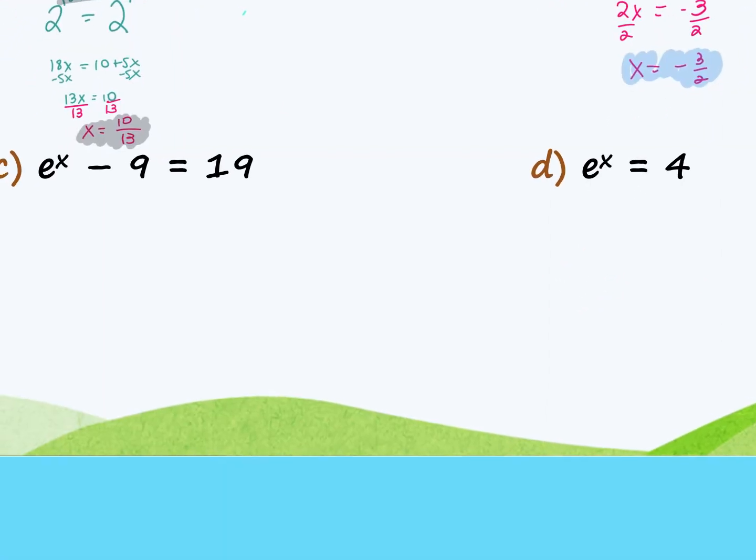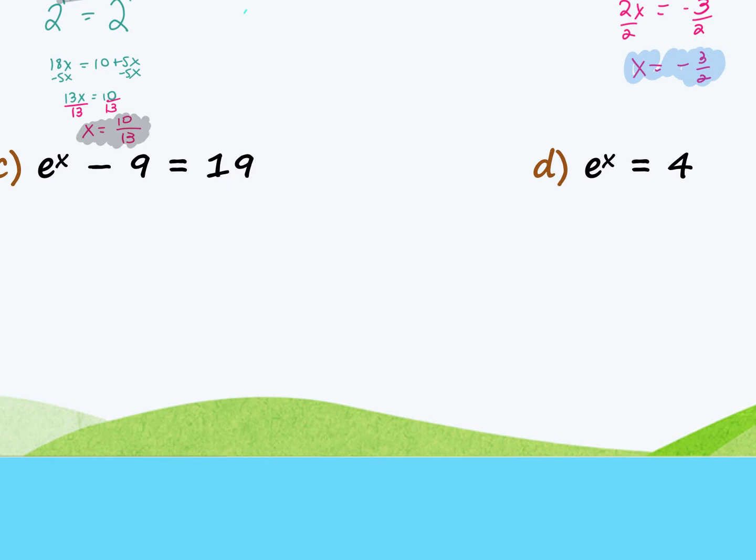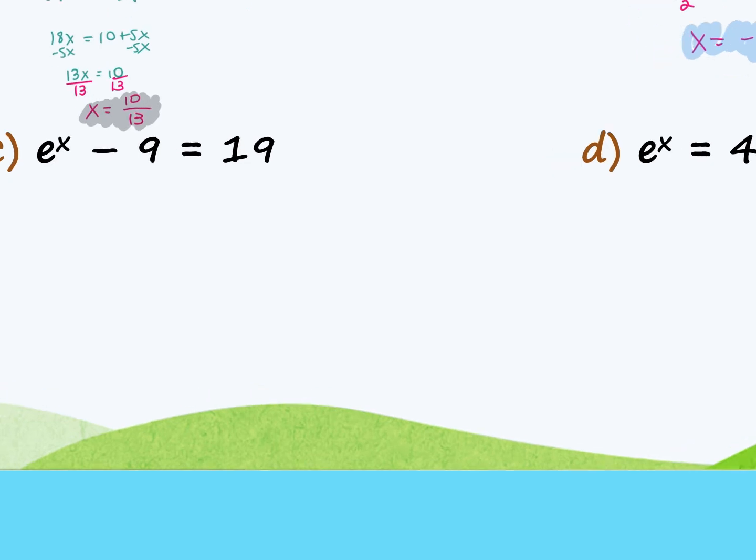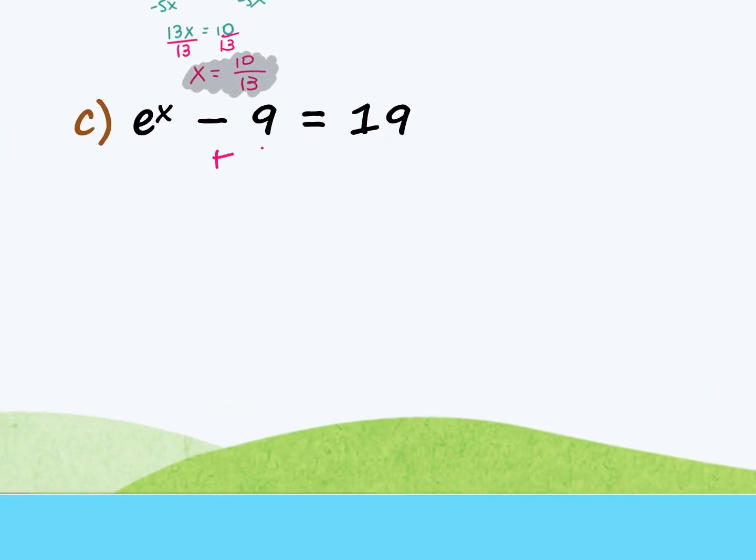Okay, now I get to exponentials involving e. Let's start by isolating the e, because that's what I would want to do. I would add 9 to both sides. Is there a way to change those both to the same base? No, right? So then we ln.